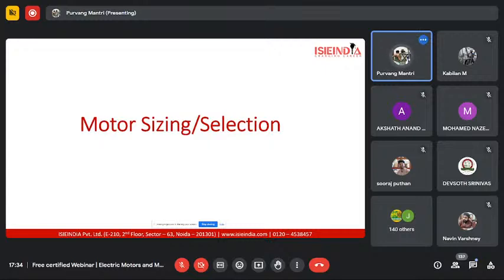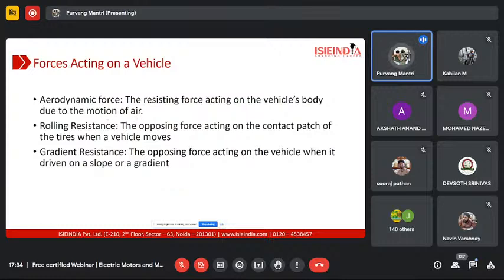Okay, so to size any motor, we first have to look into the forces acting on the vehicle. There are three basic forces that act on any vehicle. One is aerodynamic force, second is rolling resistance, and third is gradient resistance. Aerodynamic force is the resisting force from the air acting on the vehicle when it is in motion. Rolling resistance is the frictional resistance acting on the contact patch of the tire and the road surface. And lastly, gradient resistance is the gravitational pull when the vehicle is climbing a hill or being driven on a slope.